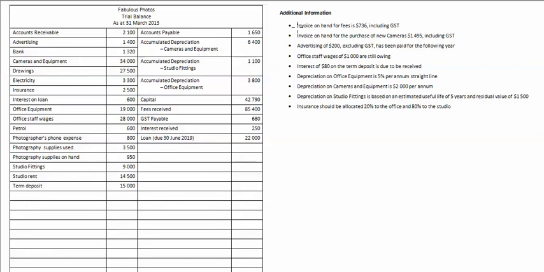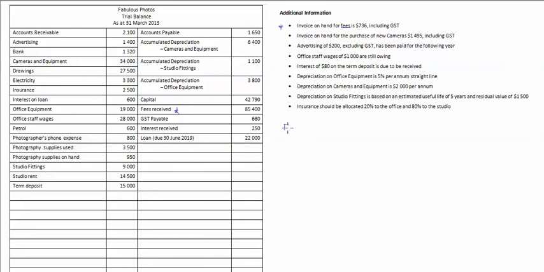Just make a start. The first thing to do, of course, is to run down these adjustments and record the adjustments. So the very first adjustment here is an invoice on hand for fees of $736. Now fees will always be fees received. So if I go down here, I can see the fees received. So in this particular case, we've sold something, photographic services or photos, for $736, including GST. And we've got to record that information.